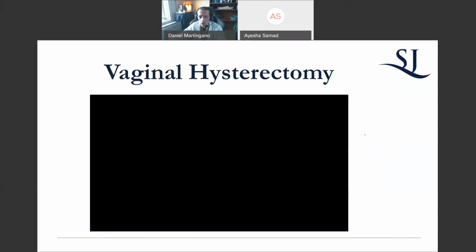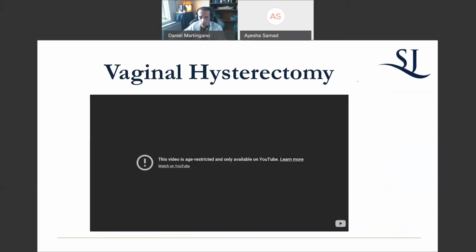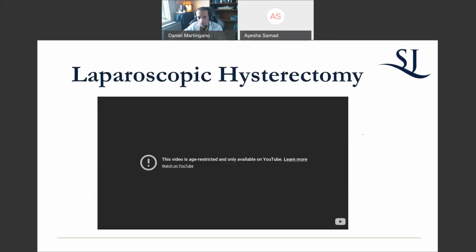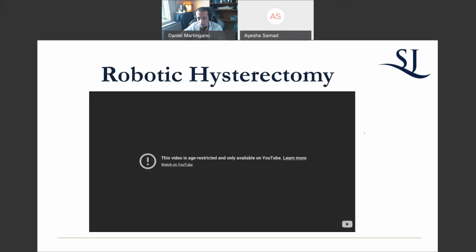Okay, here's a video of vaginal hysterectomy. You just got to sign into YouTube and say that you're not a preteen. I was hoping that wouldn't come up here. This is an example of a laparoscopic hysterectomy. And then this is an example of a robotic hysterectomy, all of which I guess are telling you it's age restricted. But you could log in and you should have access to it. Okay, I went through it myself.